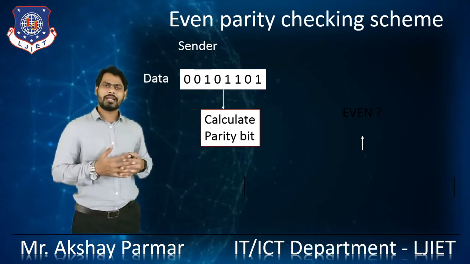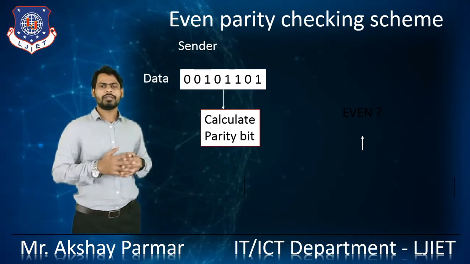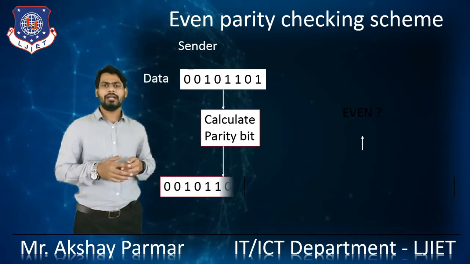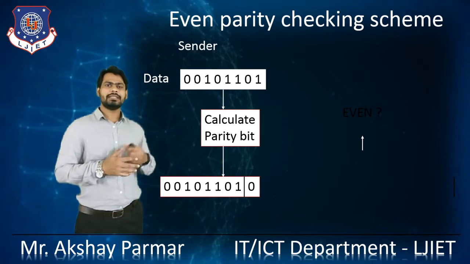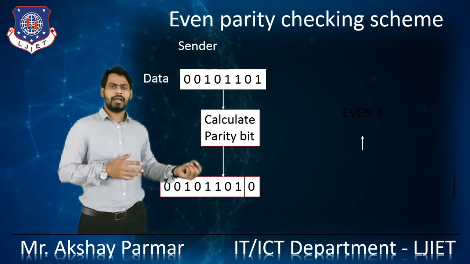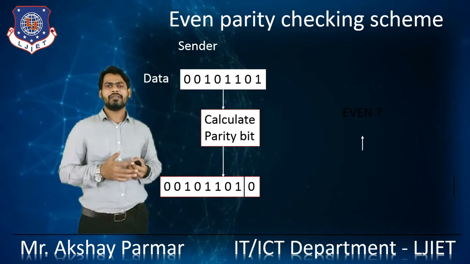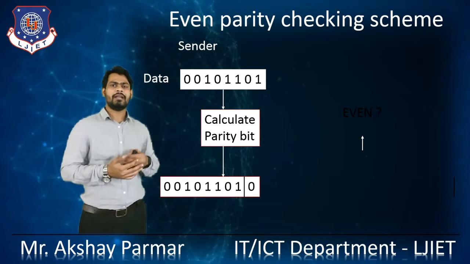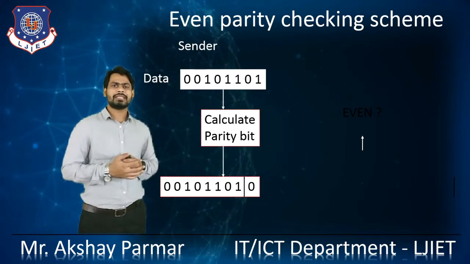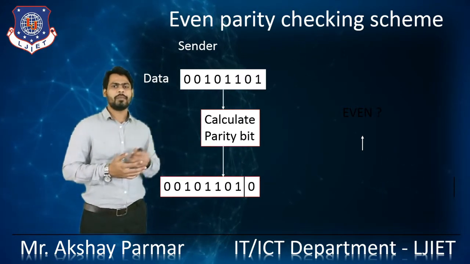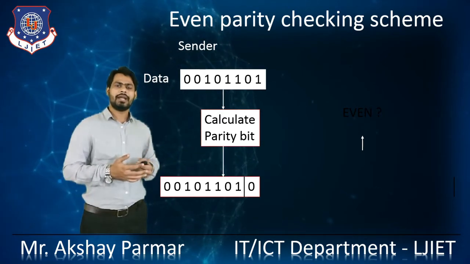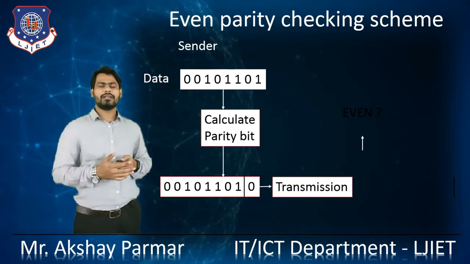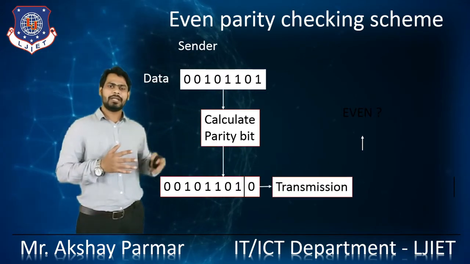So for the even parity checking, we need to see whether the number of ones is even or not, right? If the number of ones is even, then we can add a 0 as a parity bit, and if the number of ones in that data is odd, then we have to add a 1 as a parity bit. In our example, the number of ones is 4, so we are simply adding the 0 as the parity bit, right?